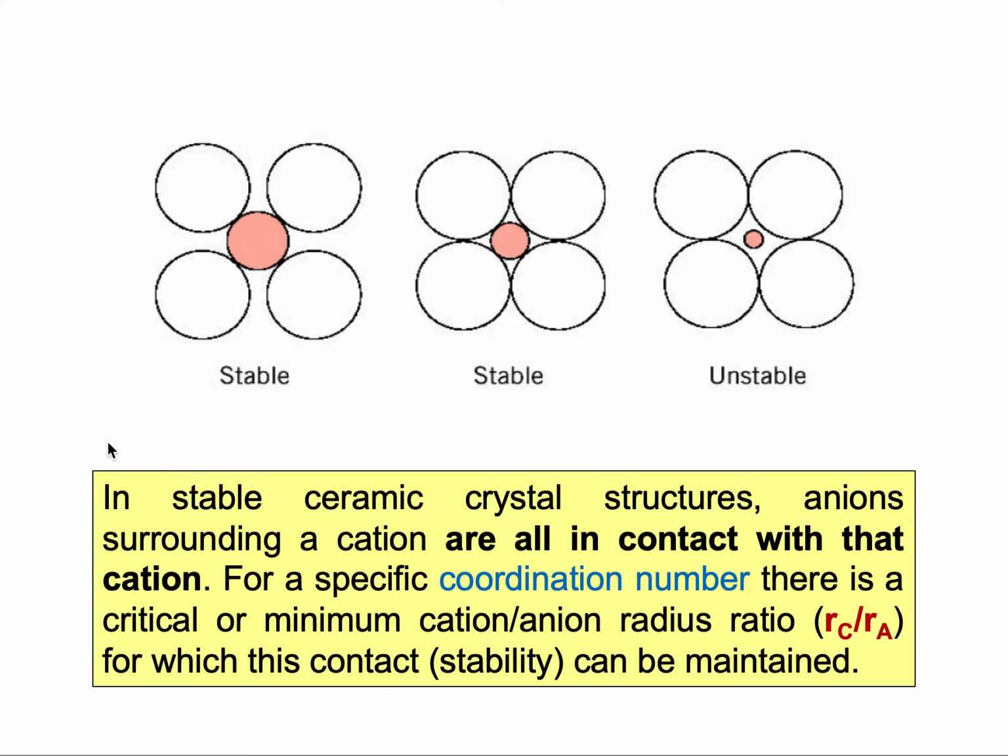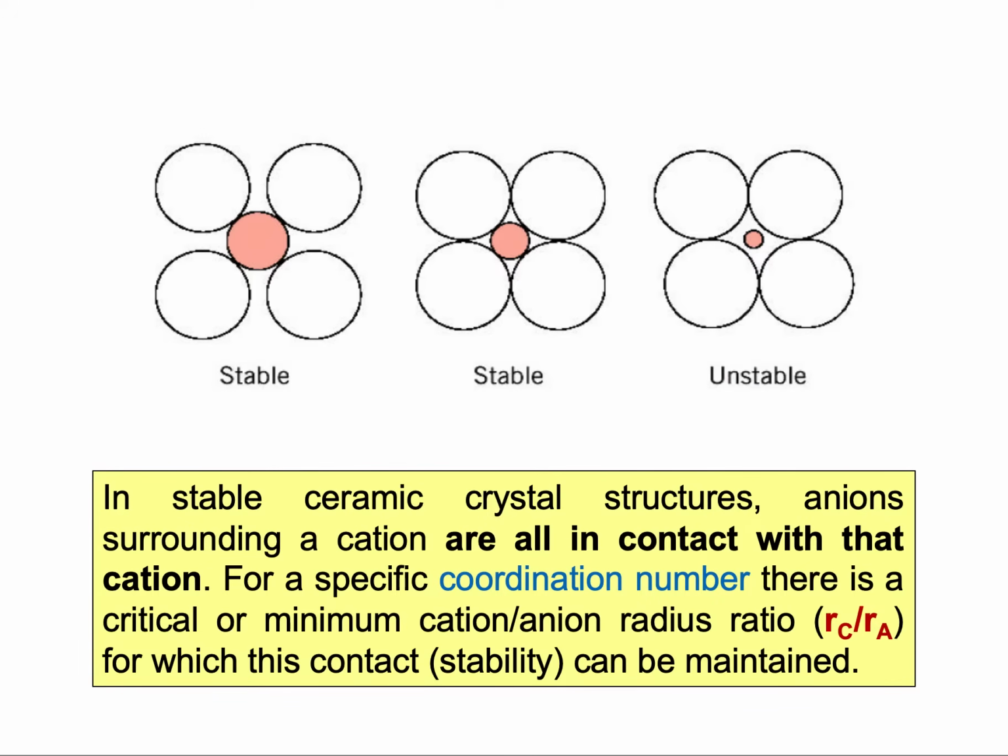Now, in order to quantify this, it's important to know that we have something called the coordination number, which is the number of atoms touching a particular atom. So for the first case to the left, the coordination number is 4, because we have 4 atoms that touch this atom. 4 anions touch the cation. Here the coordination number is 0, so it's unstable. There is no touching with this atom.